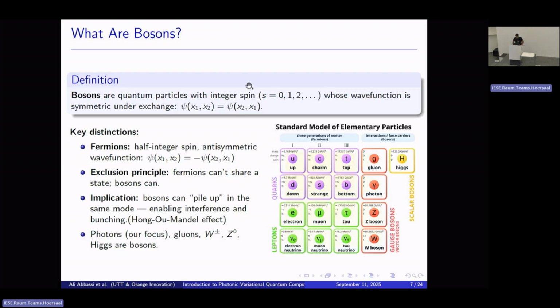They have one difference with the fermions is that the associated wave function of the particle is symmetric, and this symmetry does what we call this piling up phenomenon. So in electrons, you've probably heard of Pauli exclusion principle, that two electrons cannot be on the same spot, on the same mode. In photons, it's the other way around because they are indistinguishable. And this will be very helpful in what's coming next.